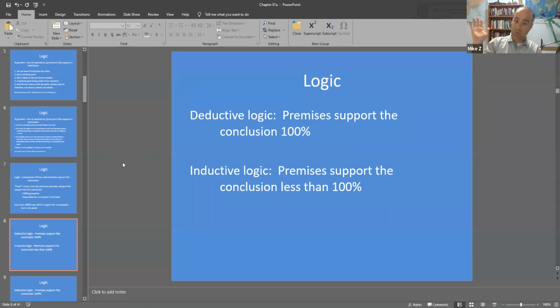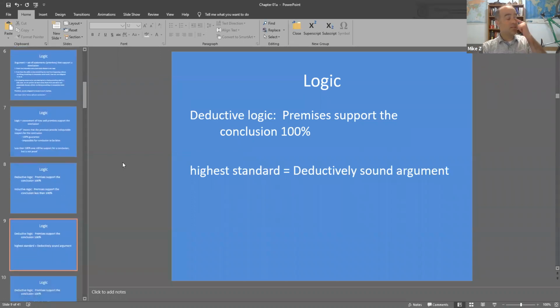And inductive logic we'll talk about later. For much of this class, it focuses on deductive logic, but inductive logic will show up too. Okay, so if we're talking 100% guarantee of the truth of the conclusion, well, that's the highest possible standard that you can have. And that's the sort of thing that you see very often in math and geometry.